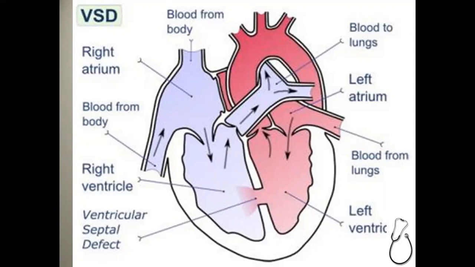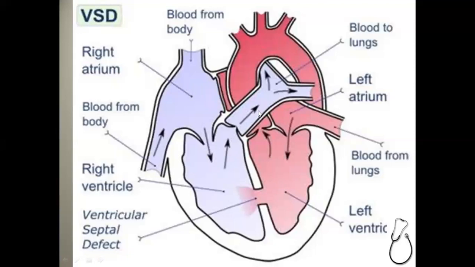While if there is a large defect between the left ventricle and right ventricle, the pressure gradient will disappear, and this is called non-restrictive, meaning equalization of the pressure between the right and left ventricle. So the degree of the shunt now depends on the obstruction of the pulmonary artery outflow.